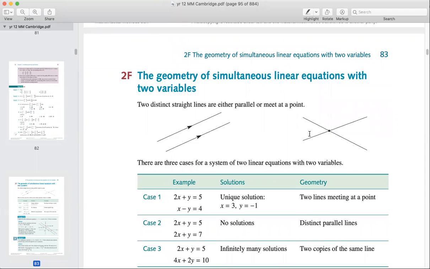So normally we have three cases. 2x plus y equals 5, x minus y equals 4, so two lines meet at a point, which is only one solution. Then case 2, there are no solutions, distinct parallel lines. And case 3 will be infinitely many solutions, so two copies of the same line.